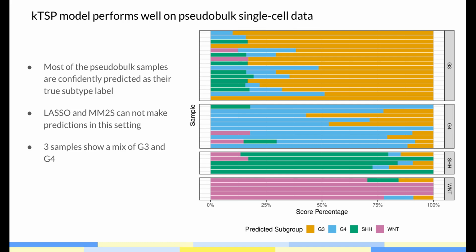And we did find 3 samples that show a mix of G3 and G4 in this case. So if you take a look at the first sample here, you'll see that it is hovering around that 50% mark. So there seems to be a very nice mix of G3 and G4 in this G3 sample. Again, in the G3 panel or facet, you'll see something similar in this sample. And in the G4 panel, you'll see something similar in this sample.